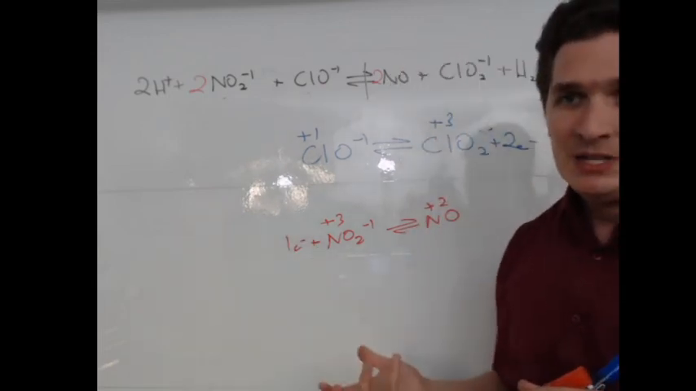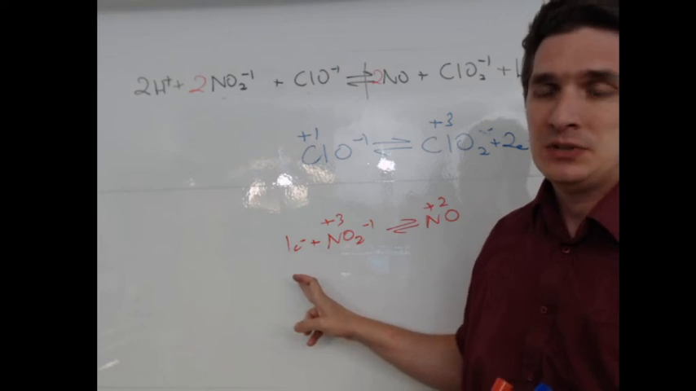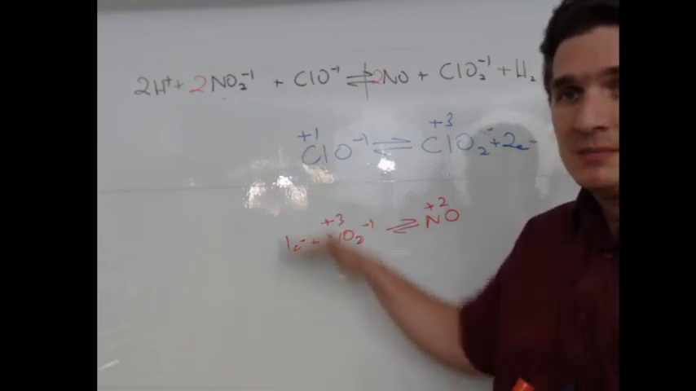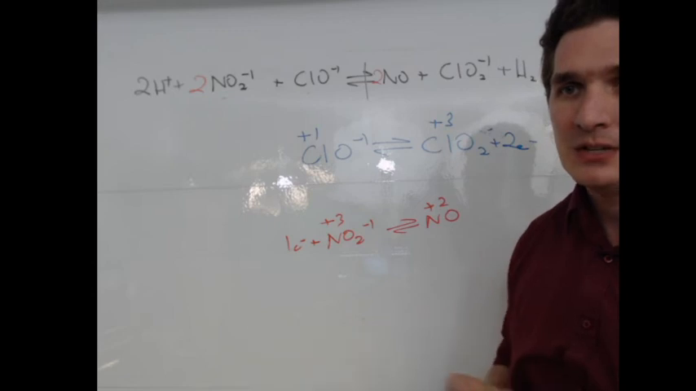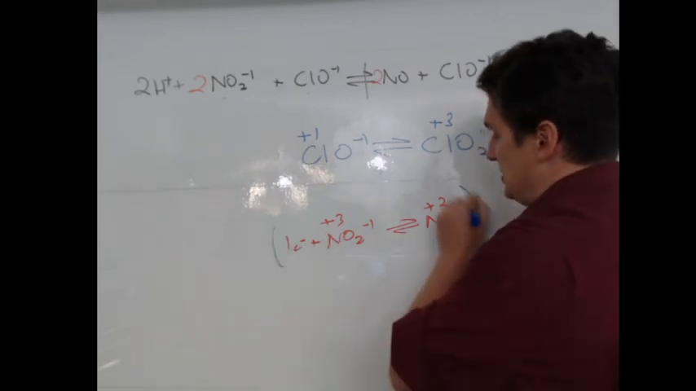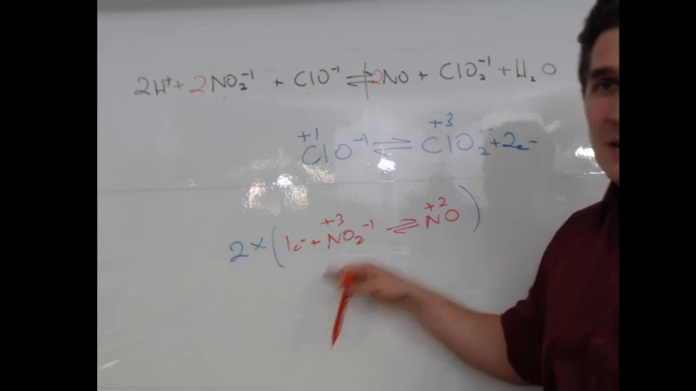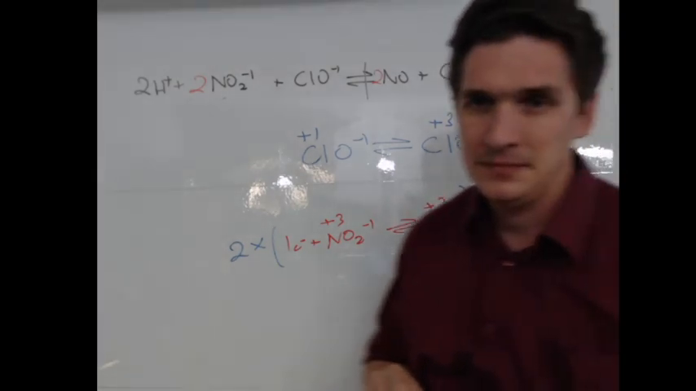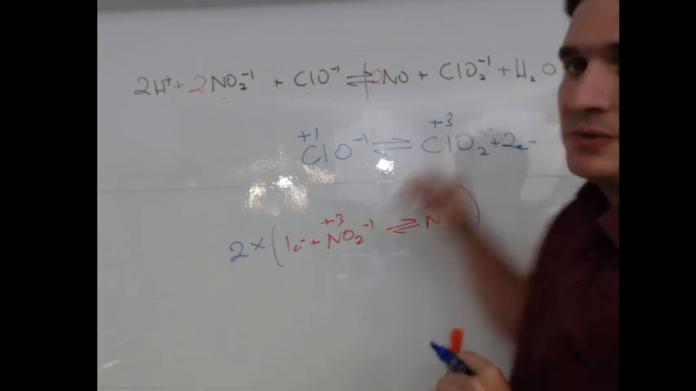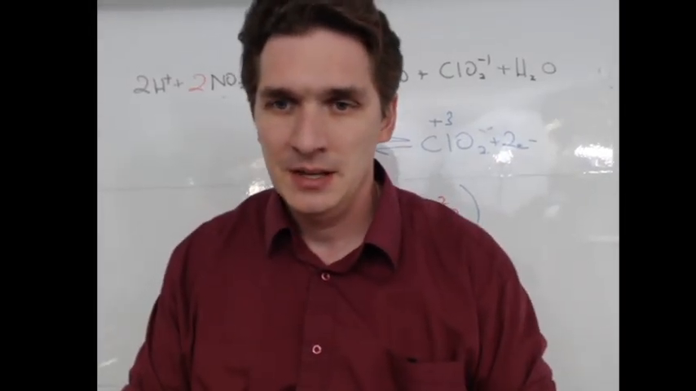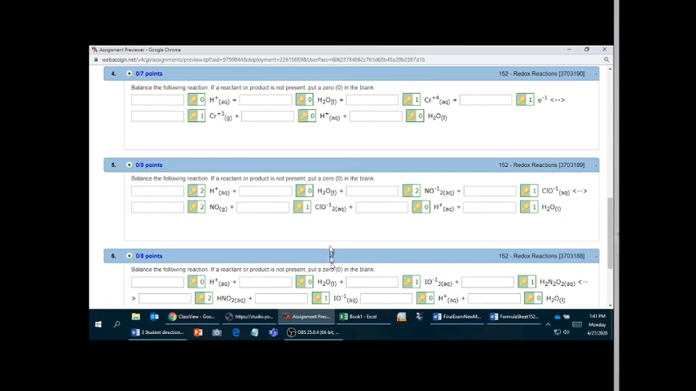And again, when I add them together, I want the electrons on the right to equal the number of electrons on the left. So to do that, I'm just going to multiply them by numbers until I get the same number of electrons. If I multiply this whole thing by 2, now my electrons will cancel out. So this up here is the balanced reaction. Now we're going to take a leap of faith, and hopefully it agrees with what WebAssign has. If you look at WebAssign, we've got the 2H plus on the left, the 2 NO2, and the 1 ClO minus. On the right side, we have 2 NOs, 1 ClO2 minus, and the 1 water.